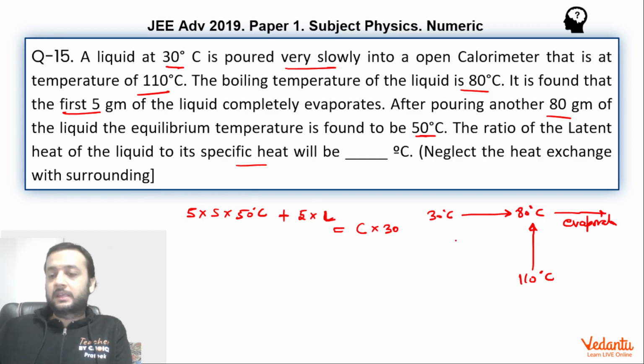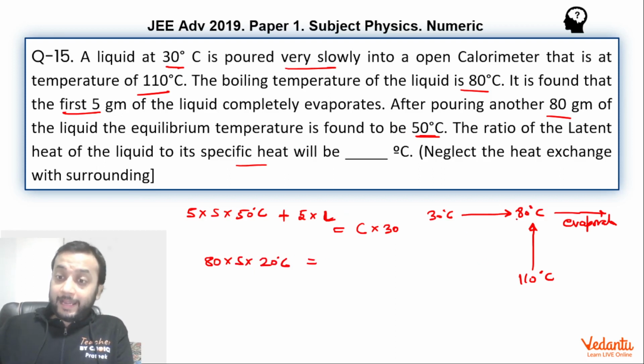Now what happens after that? Another 80 grams of liquid, when we pour from the initial temperature of 30, the equilibrium temperature becomes 50. That means for the next 80 grams, m into s into delta t will be 80 into s into 20 degrees Celsius because it has come from 30 to 50. And in the meanwhile, the calorimeter has come from 80 to 50, right? So we can say C into 30 again. The change in temperature from 80 to 50 is 30 again, correct?